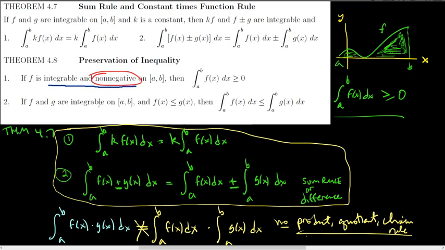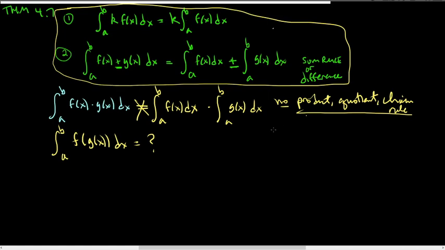Number 2: if you have two functions that are integrable and f is always less than g, then the definite integrals have to follow that same inequality. The definite integral of f has to be less than the definite integral of g. I'm going to explain that with a picture as well, but I have to go down here to do it.